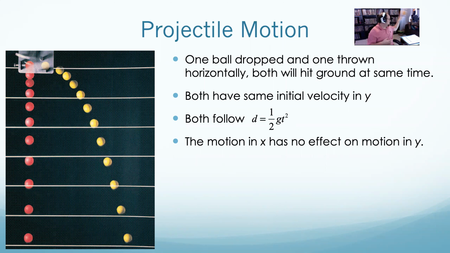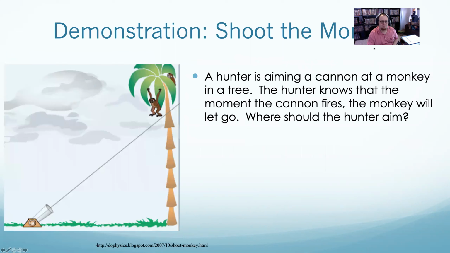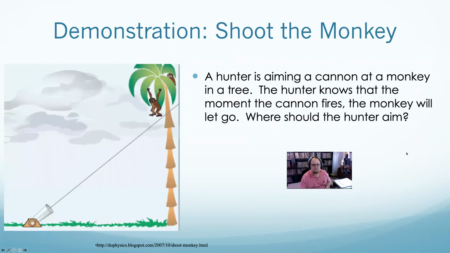Okay. This next bit is a classic physics problem. It's not the most humane physics problem, but it's, as I said, a classic. And the problem is as follows. A hunter wants to hunt a monkey. They see a monkey up in a tree, and the monkey is hanging from a branch. And the hunter knows the second the gun is fired, the monkey will let go and start dropping. And so the question is, where should you aim?